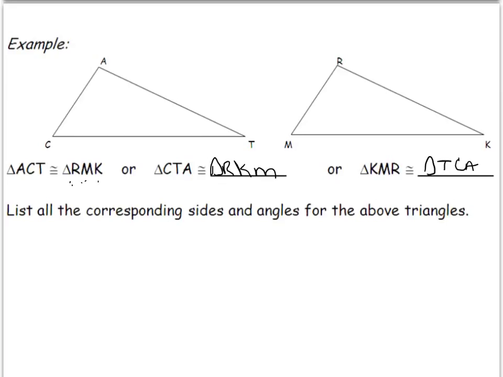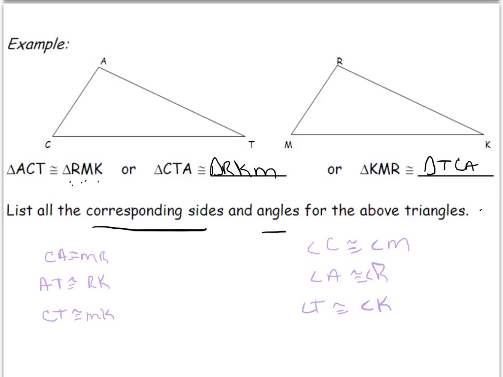I would like for you to please pause me, and I want you to write down all corresponding sides and angles for the above triangles. All right, what you should have had is side CA being congruent to MR. Now, if you went backwards and said AC and RM, that's fine. AT and RK, and then CT and MK. Those are the sides. Now, for the angles, C would go with M, A would go with R, and T would go with K.